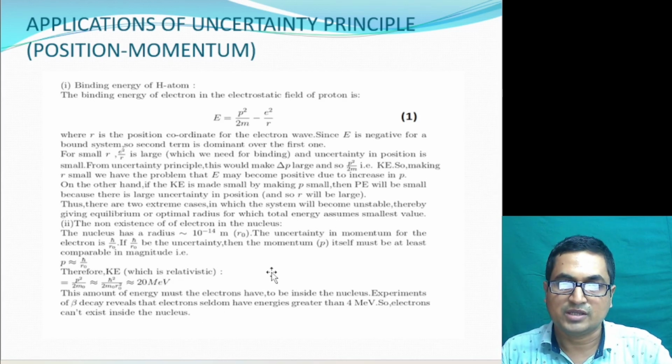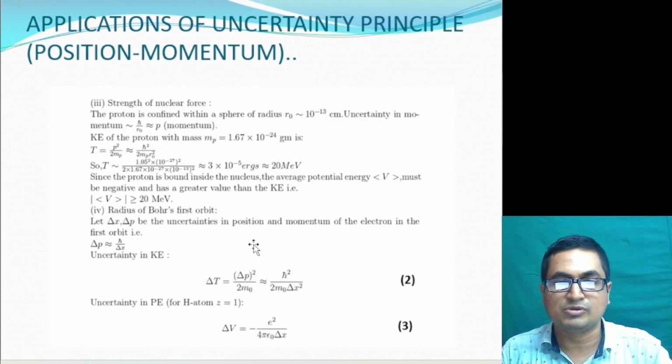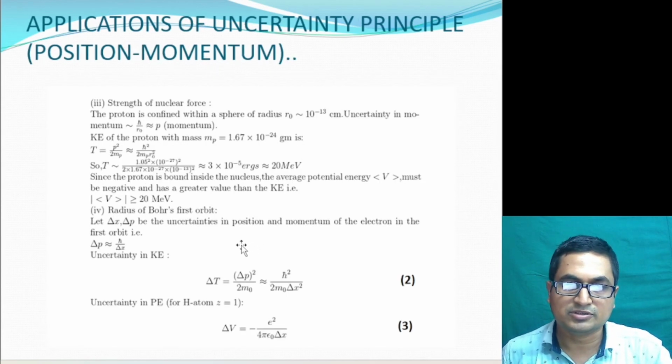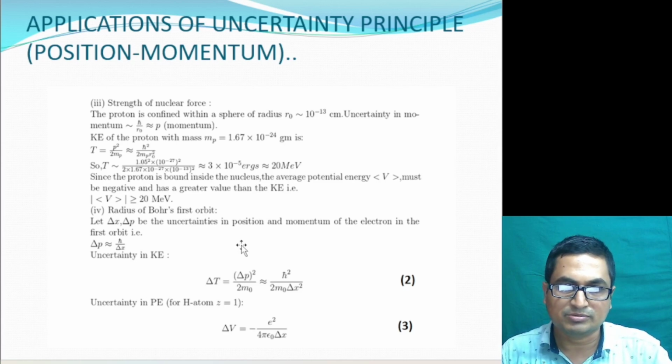So the Heisenberg uncertainty principle not only talks about the bounding system of a hydrogen atom, it also talks about the non-existence of electron within the nucleus. So let's go for the third one. This is how the strength of the nuclear force can be determined with the help of the Heisenberg uncertainty principle.